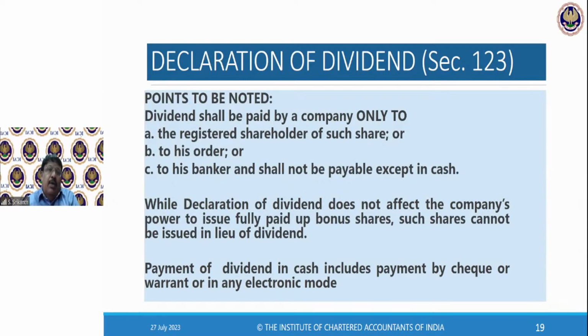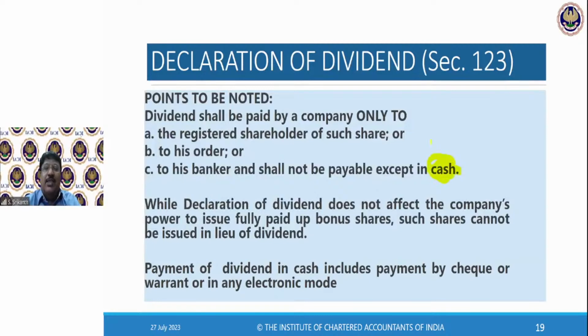Dividends shall be paid by a company only to the registered shareholder of such share, or to his order, or to his banker, and shall not be payable except in cash. Again, here the word cash is used in a peculiar way. Cash doesn't mean cash, that is currency note. It means it should be paid only in rupee terms.